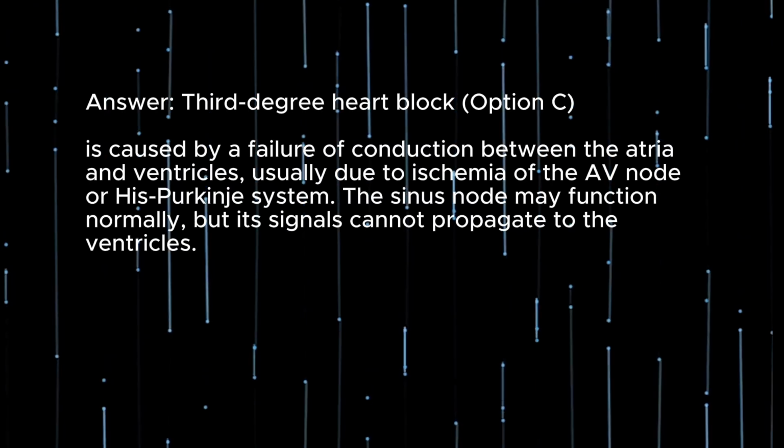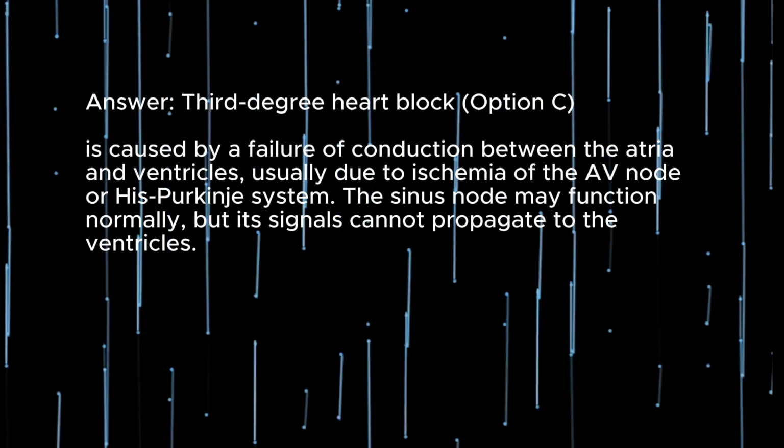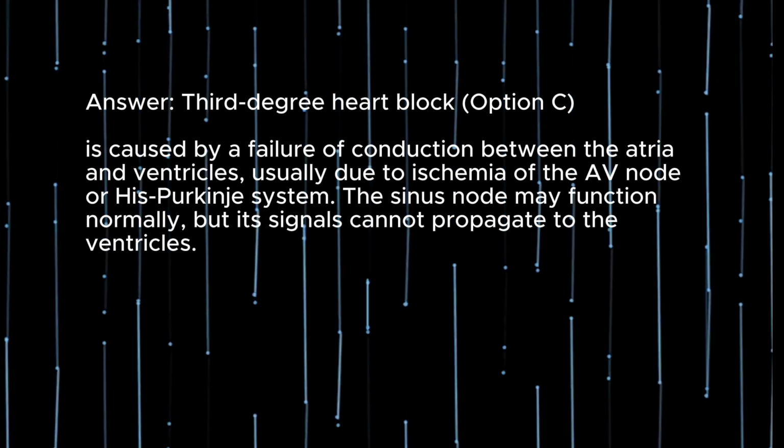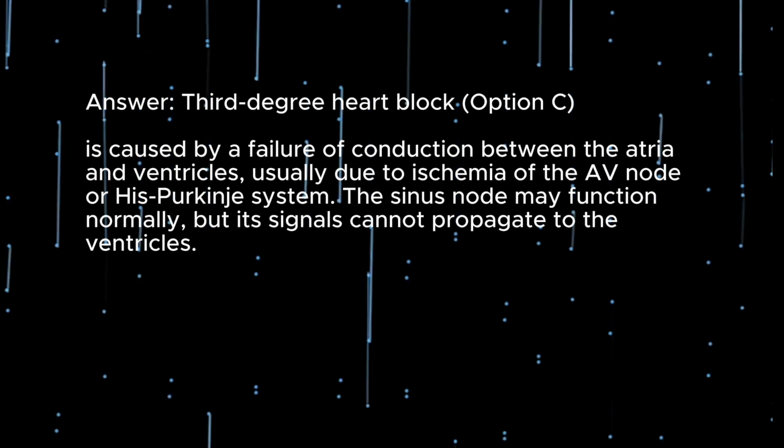Answer: third-degree heart block, option C, is caused by a failure of conduction between the atria and ventricles, usually due to ischemia of the AV node or His-Purkinje system. The sinus node may function normally, but its signals cannot propagate to the ventricles.